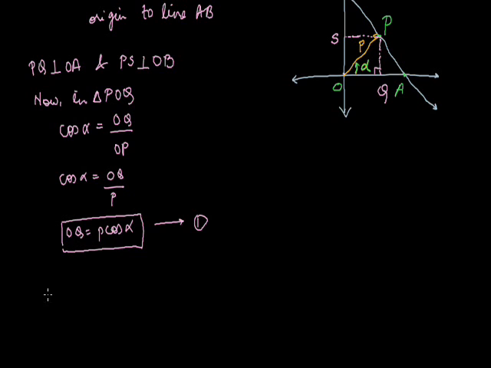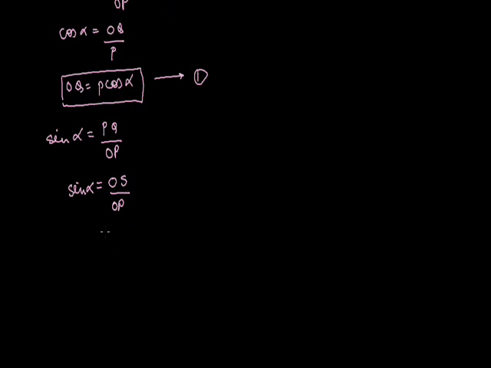Similarly, I can say that sine alpha is equal to PQ upon OP, but my PQ is equal to my OS, so I can write that OS upon OP can be written as sine alpha. So OS upon small p is equal to sine alpha. That means OS is equal to small p sine alpha. I name this equation number 2.